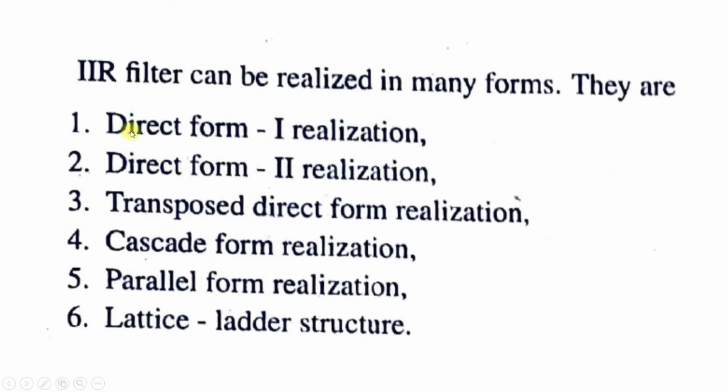The various forms of structures for realization are direct form 1 realization, direct form 2 realization, transposed direct form realization, cascade form realization, parallel form realization, lattice ladder structure, etc. In our syllabus we are dealing with all these structures. So why are we going for various forms of structures? Let us look into the reason for that.